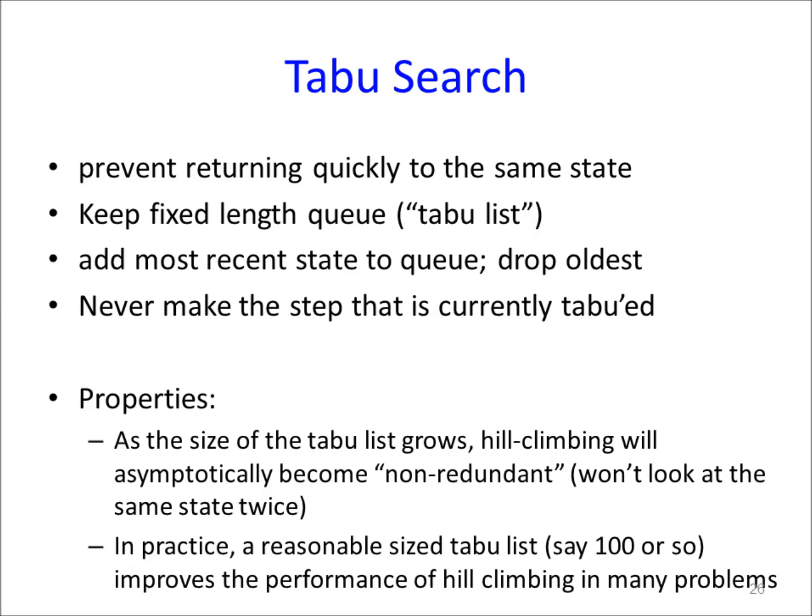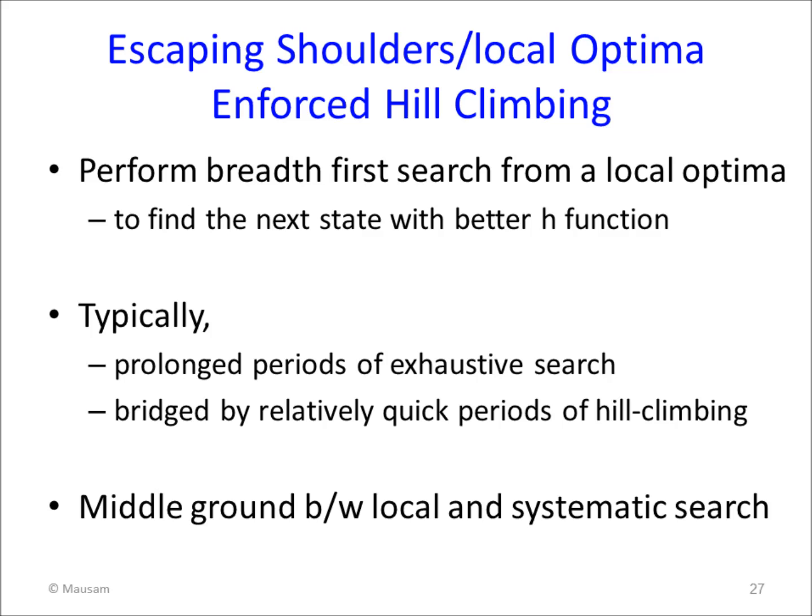As I was saying, taboo search is a point between local search and systematic search. There's another point between local search and systematic search. It's called enforced hill climbing. The reason it's called enforced hill climbing is because we are enforcing the fact that we have to climb the hill. So if I am in a shoulder, then I do systematic search. I actually start doing breadth first search and hope that at some point I'm going to find a point which is better in my optimization value, and then I'm going to forget all of the breadth first search, move to this point which is better, and start doing hill climbing. And that's called enforced hill climbing.